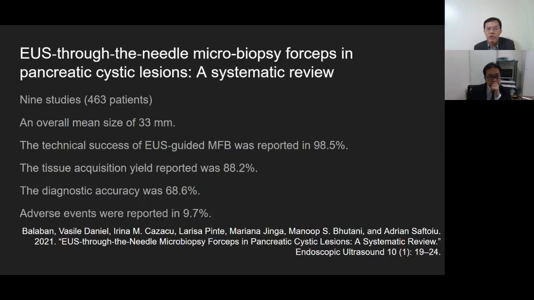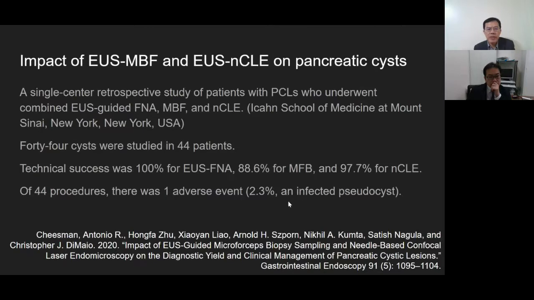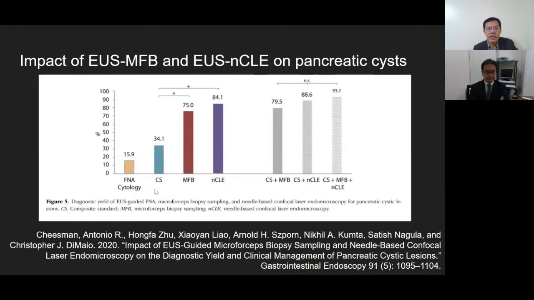So how about if we compare the microbiopsy forceps and confocal? There was one nice study from New York. It was a single-center retrospective study in patients with cystic pancreatic lesions who underwent both procedures, 44 patients. They demonstrated technical success was 100% for FNA, 88% for microbiopsy forceps, and almost 100% for NCLE. And of the 44 procedures, there was only one adverse event in this study. Then they interpreted the results on the impact of microbiopsy forceps and confocal on pancreatic cysts.